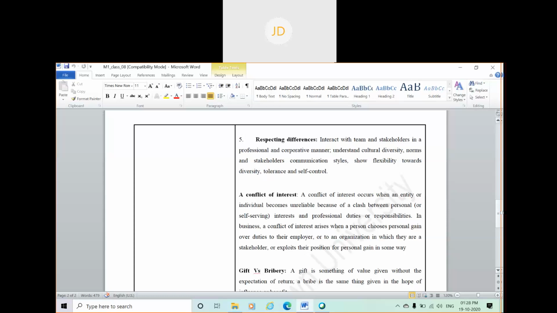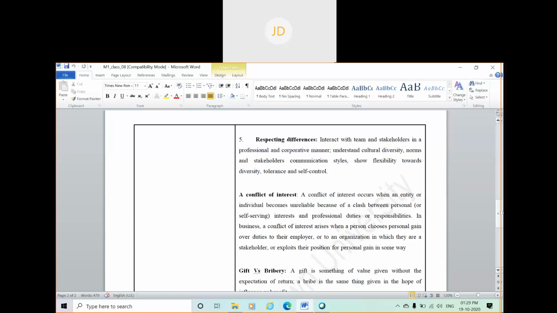That means when there is a clash with personal interest, when you believe that your personal interest is higher than your professional duties, then conflict of interest will come. In a business, a conflict of interest arises when a person chooses personal gain over duties to their employer, or to an organization in which they are a stakeholder, or exploits their position for personal gain in some way. These are very basic things and I think it is very easy to understand. That means you should keep your professional gain and your personal gain separate. They are two different things. You should always give priority to your professional duties and responsibility over personal interest.